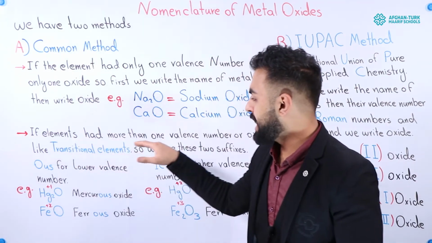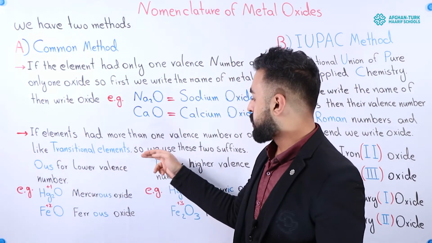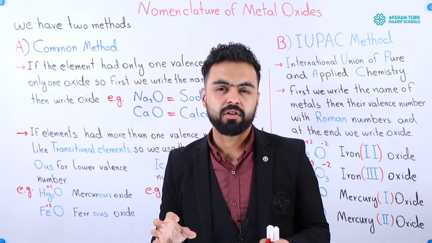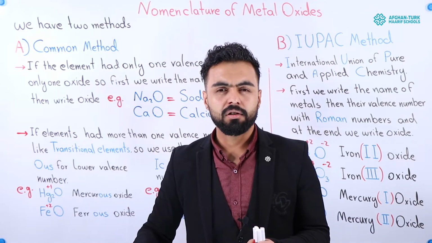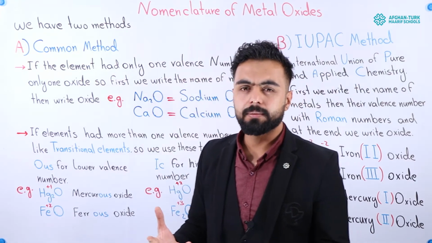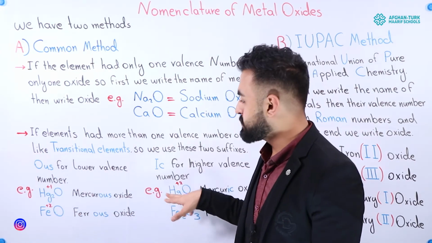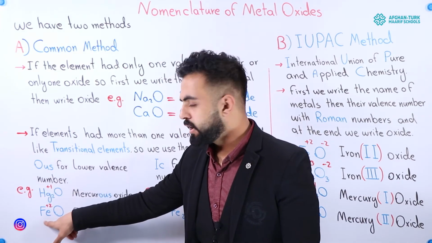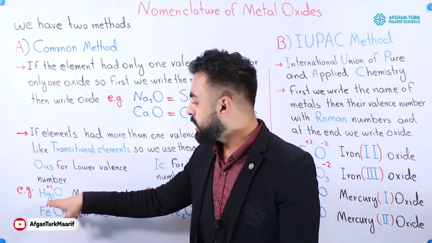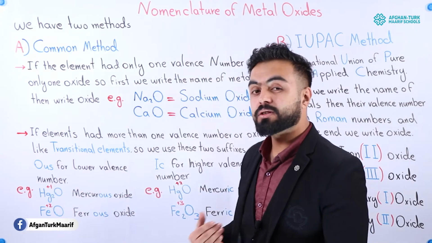So, if elements have more than one valence number or oxide, like transitional elements, we use two suffixes. One is used for the lower valence number and the other one is used for the higher valence number. So there are different types of elements. For example, here we have mercury, and we have ferrium or iron. Mercury has two valences. Sometimes it's positive 1, sometimes it is positive 2.